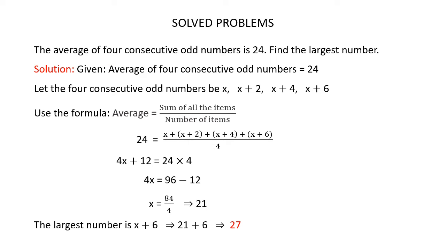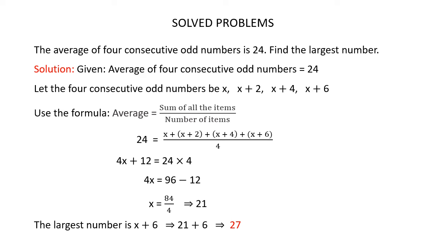Now substituting all these in this formula, we get 24 is equal to x plus x plus 2 plus x plus 4 plus x plus 6 divided by 4. On cross multiplication, we get 4x plus 12 is equal to 24 times 4. So when you shift 12 to the other side, it will become minus 12. So we get 4x is equal to 96 minus 12, which is 84. So x is equal to 84 divided by 4, which is nothing but 21.